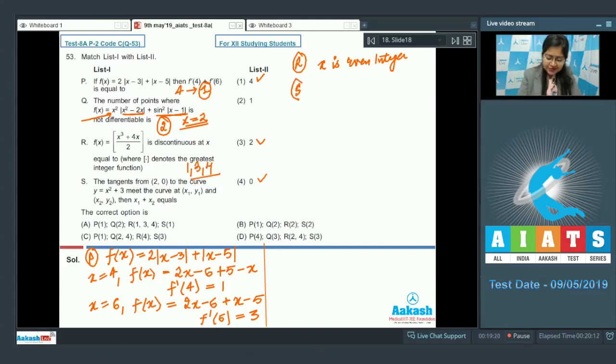Now option number S says that the tangents from (2, 0) to the curve y equal to x square plus 3 meet the curve at (x1, y1) and (x2, y2).